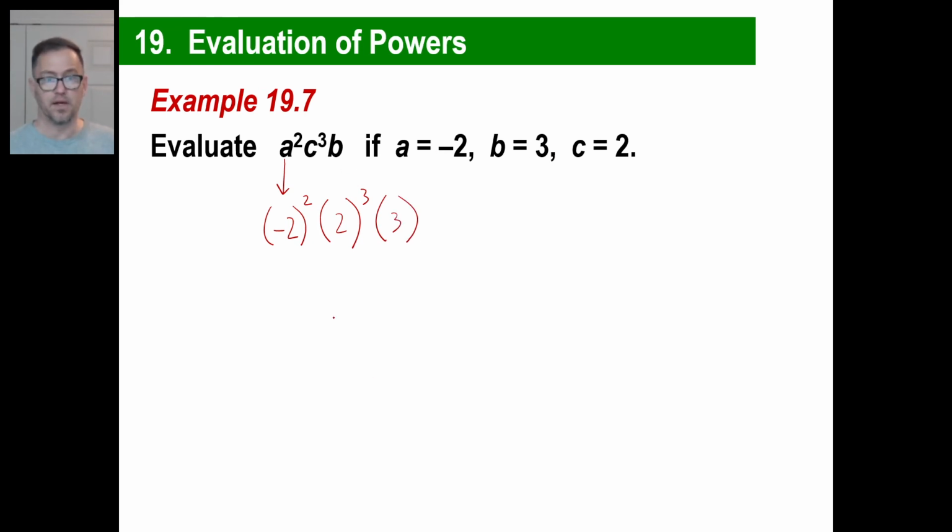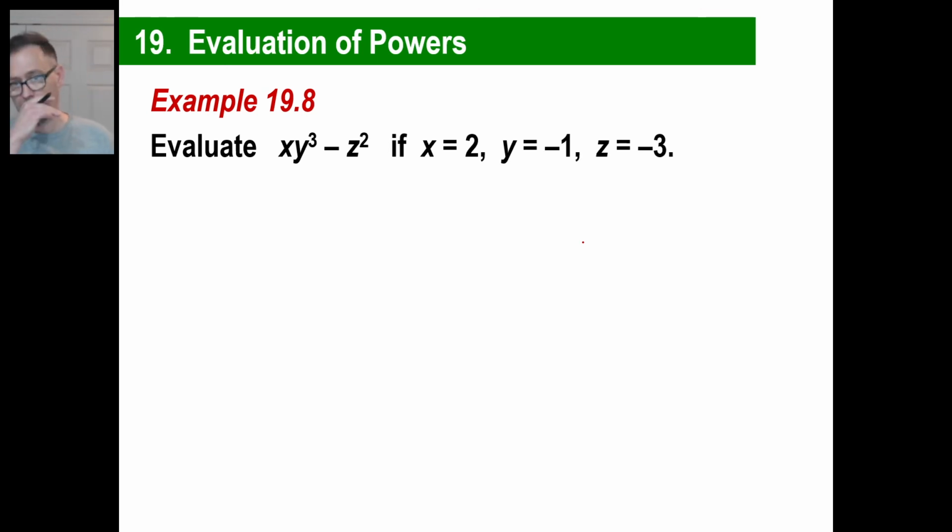Got it. Okay, so now we have -2 times -2, which gives us 4. 2 to the 3rd power means 2 times 2 times 2, which is 8. And then multiply that by 3. And we have 4 times 8 is 32. 32 times 3 is 96. And there you go. That's it.